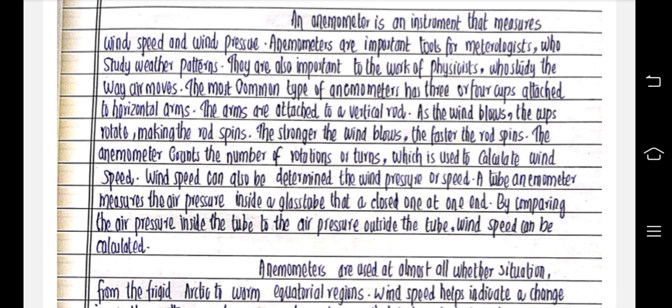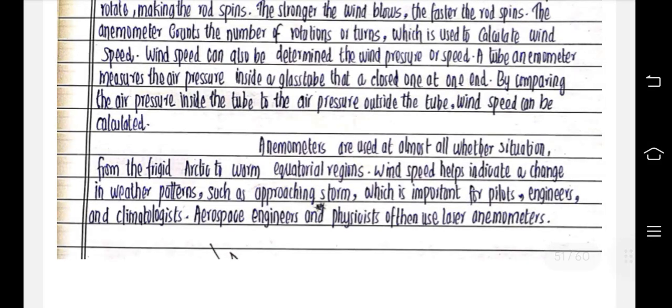A tube anemometer measures the air pressure inside a glass tube closed at one end. By comparing the air pressure inside the tube to the air pressure outside the tube, wind speed can be calculated. Anemometers are used in almost all weather situations, from the frigid Arctic to warm equatorial regions. Wind speed helps indicate a change in weather patterns, such as an approaching storm, which is important for pilots, engineers and climatologists. Aerospace engineers and physicists often use laser anemometers.